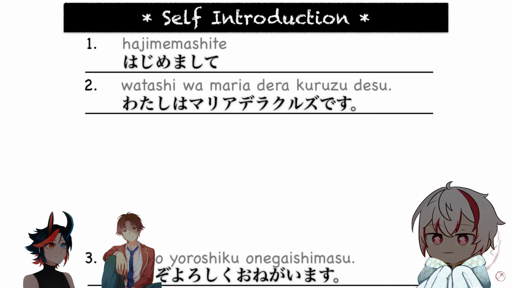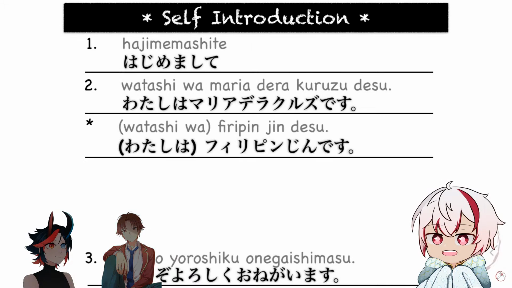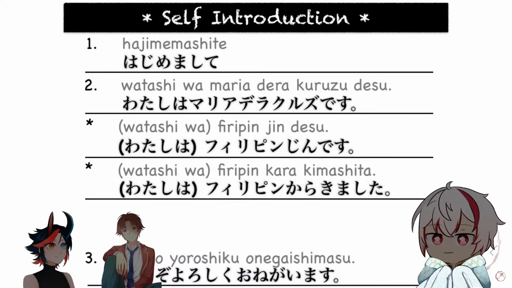For example, you want to tell them your nationality. 私はフィリピン人です。Watashi wa Philippine jin desu. Or you can drop desu. Or just say Philippine jin desu. Because you started with 私は Maria de la Cruz です。Philippine 人です。So it's already implied that you're talking about yourself. So you can remove the subject, which is 私 or 私は。Another way of saying your nationality is, of course, telling them where you're from. Philippine kara kimashita.